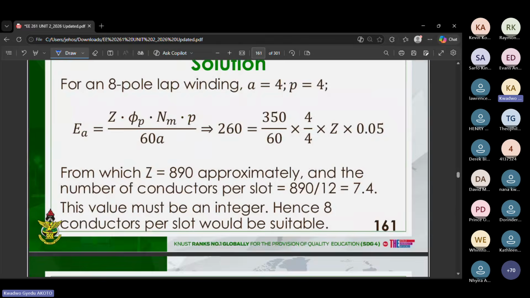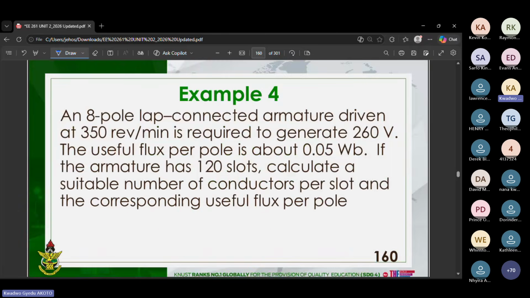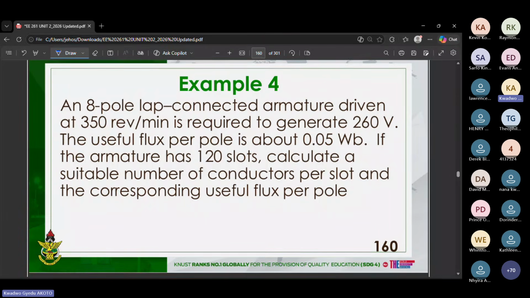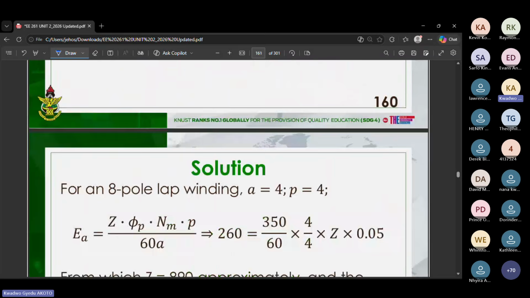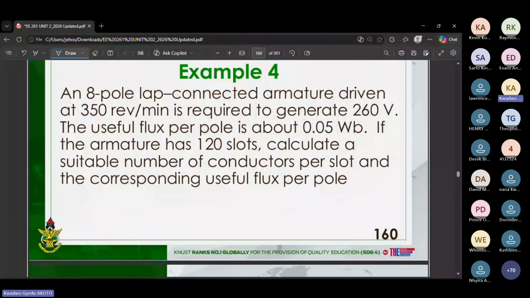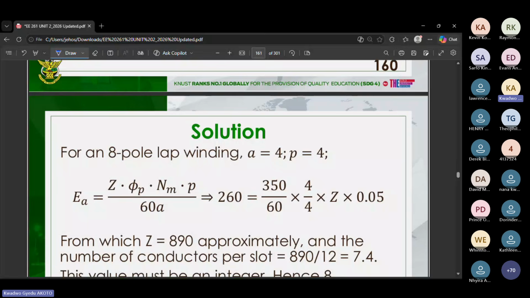So example 4 says, 8 pole lap connected. So all you need to know here is that A is equal to P. So you are not going to include A or P in your calculations because they will cancel out, right? And this one too, we're given our EMF and we're asked to find our flux per pole. So same equation, just this time we make our flux per pole phi p the subject. Because it's a simple lap winding, A and P cancel out because they are equal. Then from here, you make phi p the subject, and the rest were given, so you can just bring them in. Let me see.